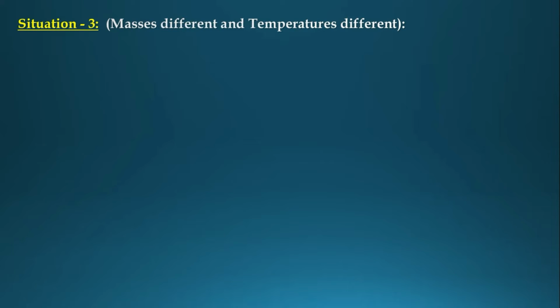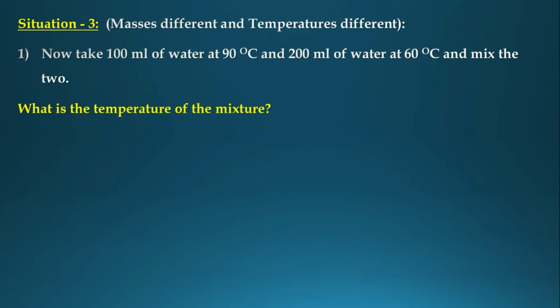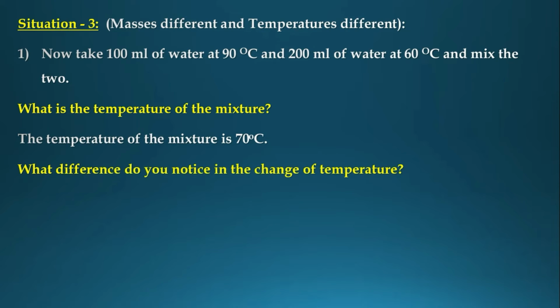Third situation, masses and temperatures different. Now just take 100 ml of water at 90 degrees Celsius and 200 ml of water at 60 degrees Celsius and mix them. Now what is the temperature of the mixture? The temperature of the mixture will be 70 degrees Celsius. What difference do you notice in the change of temperature? It is not equal to the average of these two temperatures.